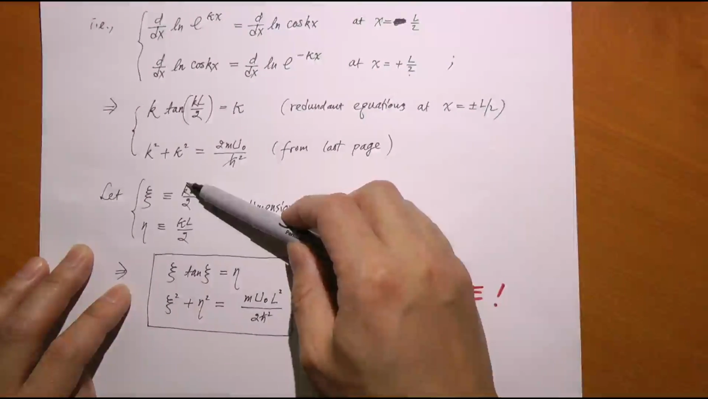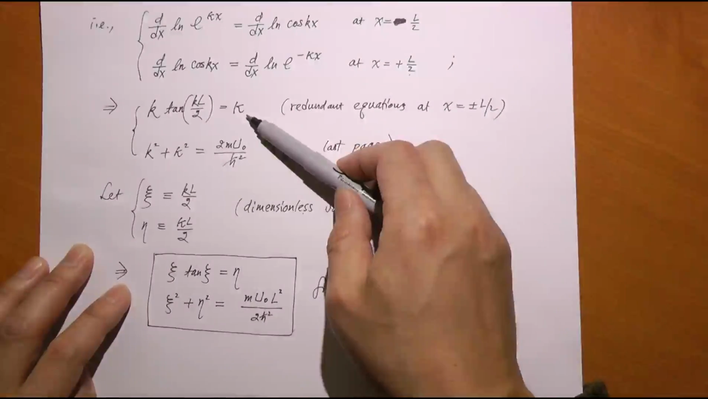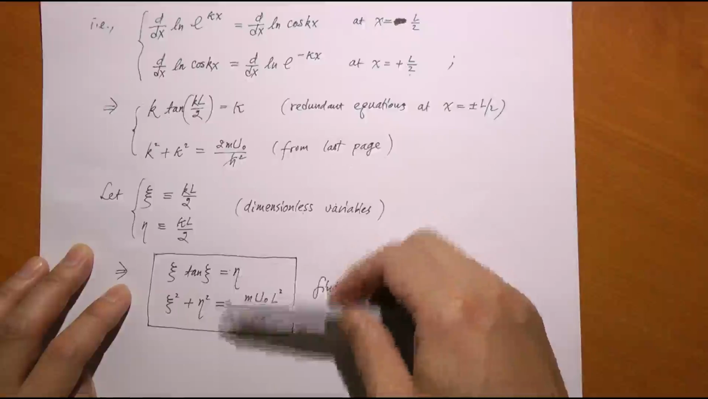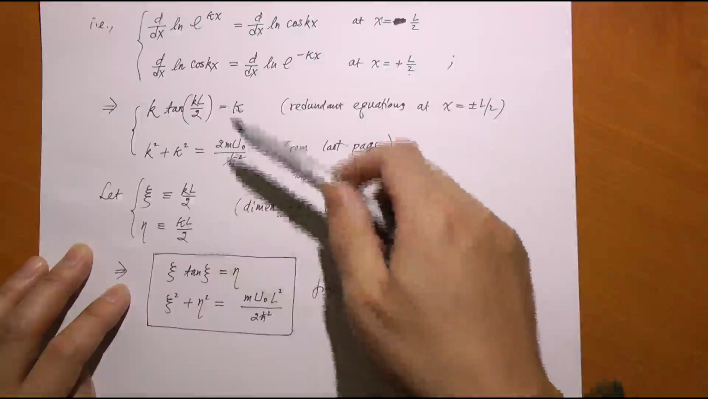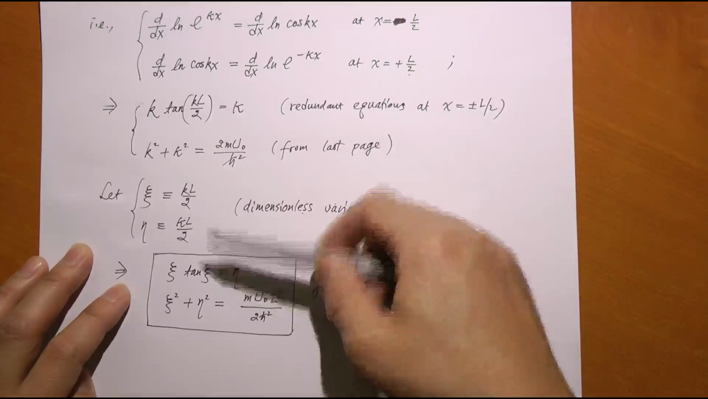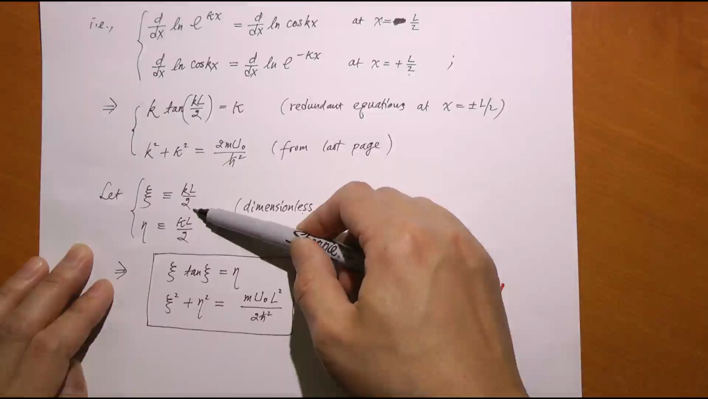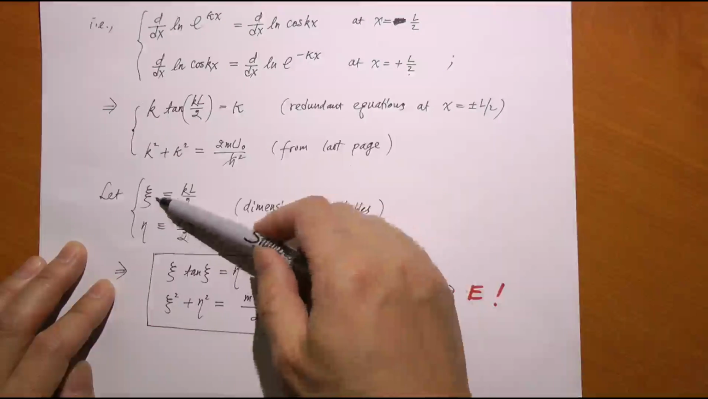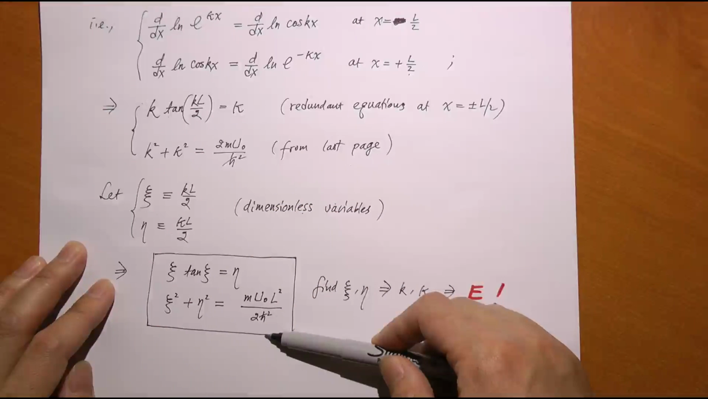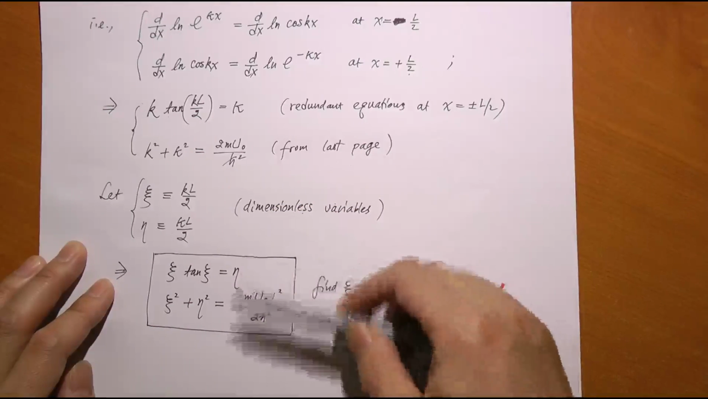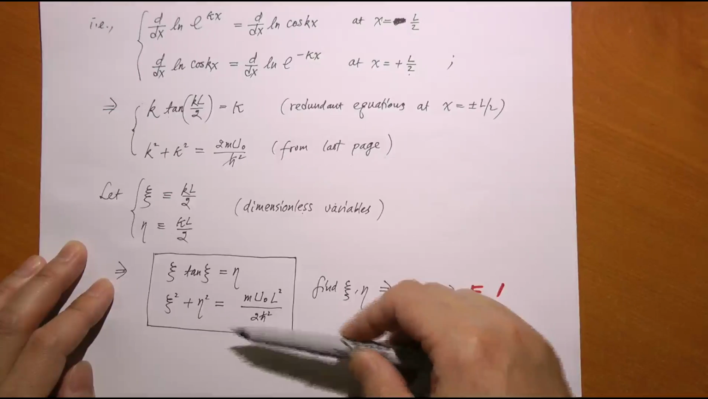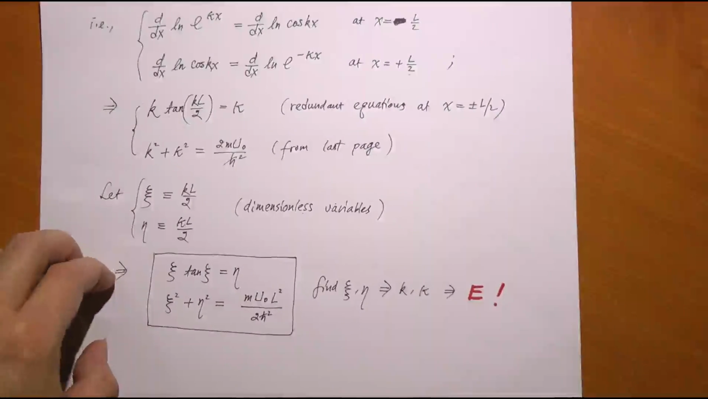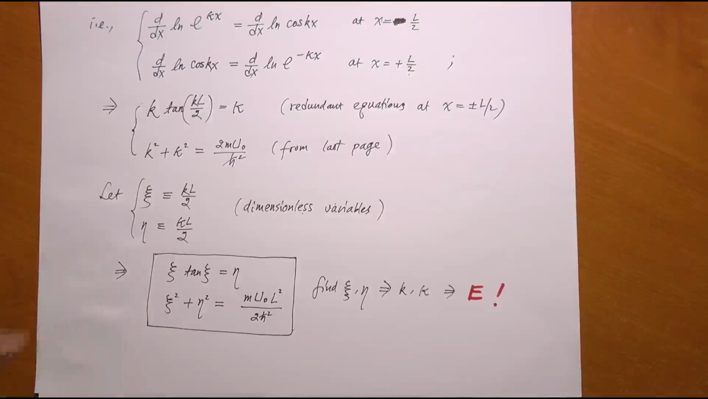Introducing these two dimensionless numbers, we can replace k and kappa, which are dimensional numbers. So this pair of equations now becomes that pair of equations. You see, for example, psi replaces KL over 2. That's our definition. And here, instead of k squared plus kappa squared, you have psi squared plus eta squared, and so on. So this is the pair of equations we must solve. When we solve for psi and eta, we can find k and kappa, and from which we can find the energy.